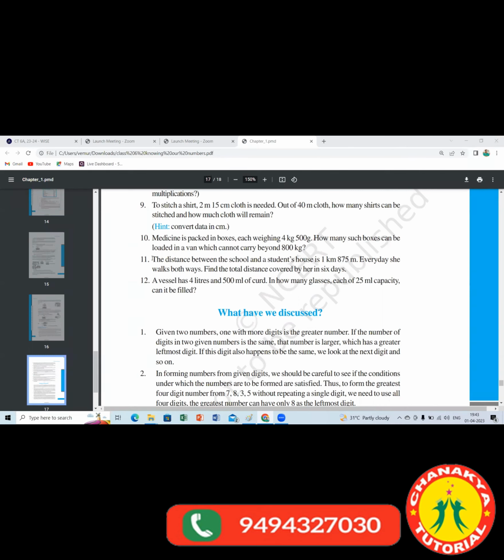We can fill for 180 people, each with a capacity of 25 ml. Same like in your home also, if any guests are coming, you can estimate the capacity of each glass and how many glasses you can fill with 1 liter of curd or buttermilk or juice. You can plan it perfectly, right? Yes, ma'am.